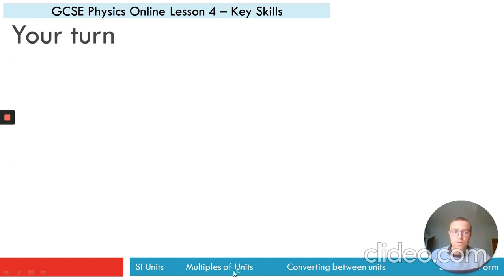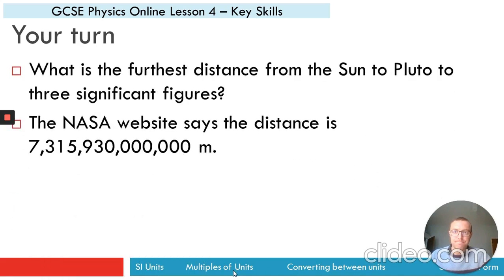Okay, your turn. What is the furthest distance from the Sun to Pluto to 3 significant figures? The NASA website says the distance is this. That is to 5 significant figures. I want you to reduce it to 3 significant figures. Pause the video and give it a go. Pause the video now.